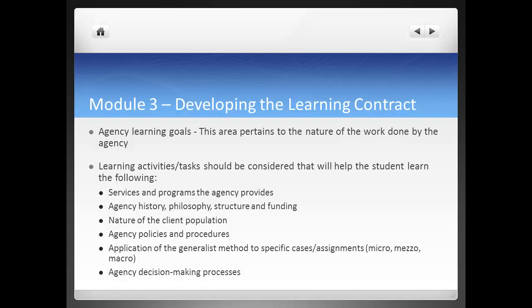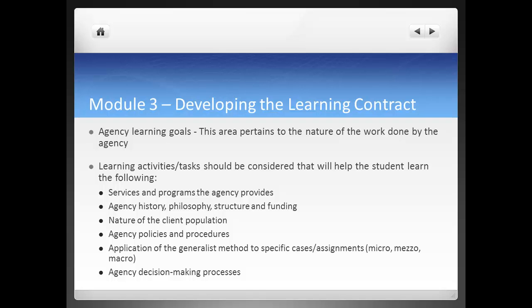application of the generalist method to specific cases or assignments, so helping the student look at on a micro level, individual level, how would you intervene? On a more meso, group or family level, what might your case plan include? And finally, on a macro level, community or organizational level, what might your plan or your intervention include?